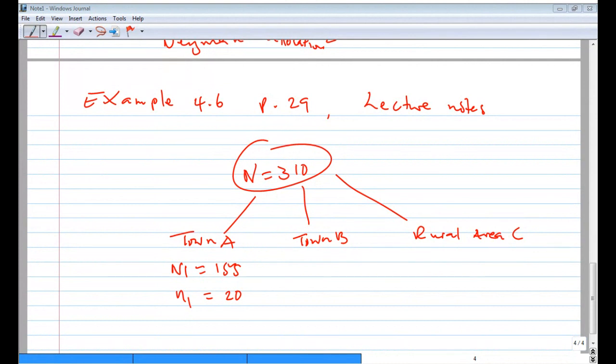I'm going to write that table 4.2 down so that you can see clearly. So now let's just go to town B. Town B, the population size, which is N2, is 62. I think you are familiar with this one. Sample size from the table n2 is 2.